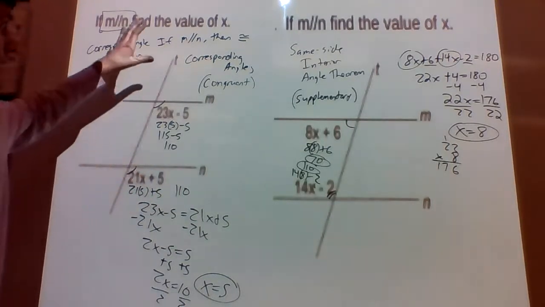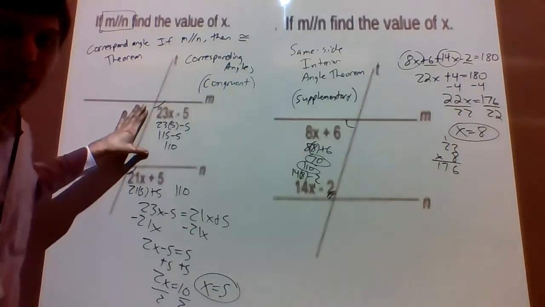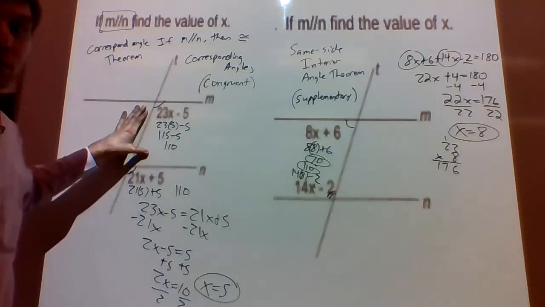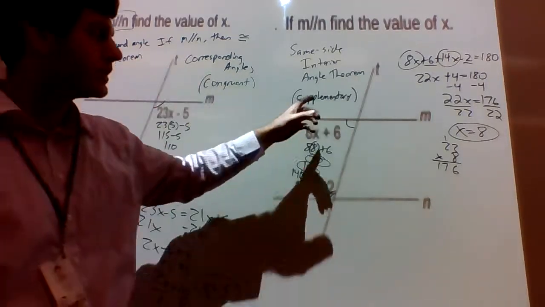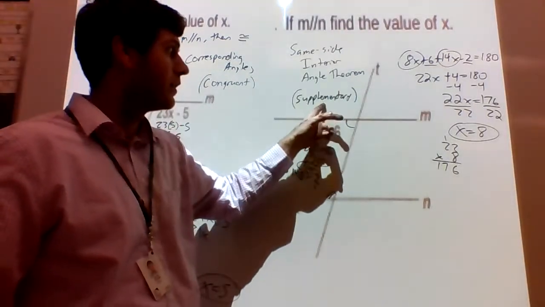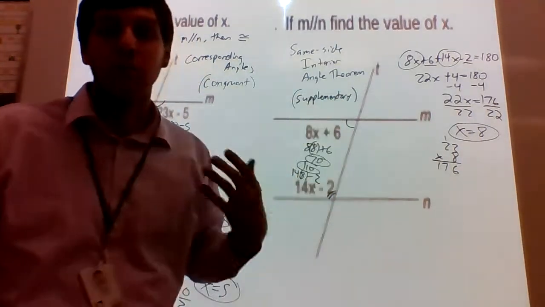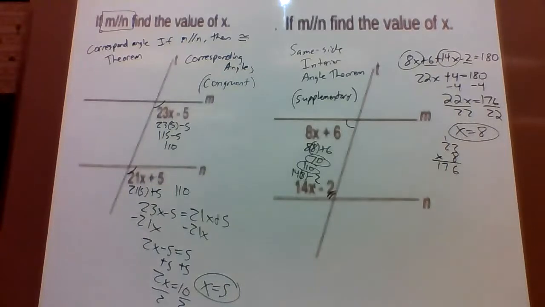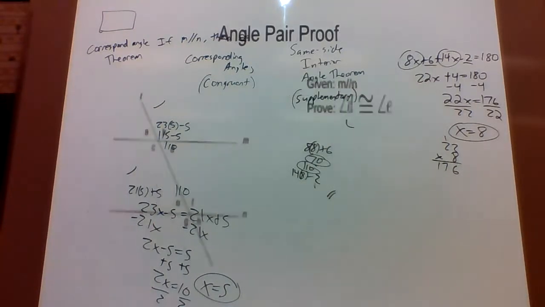Okay. If the lines are parallel, then you can say that the corresponding angles, the alternate interior angles and the alternate exterior angles are congruent by the respective theorems. And you can say that if the lines are parallel, then the same side interior and same side exterior angles are supplementary by the respective theorems. Okay, so the proofs is all we have left.